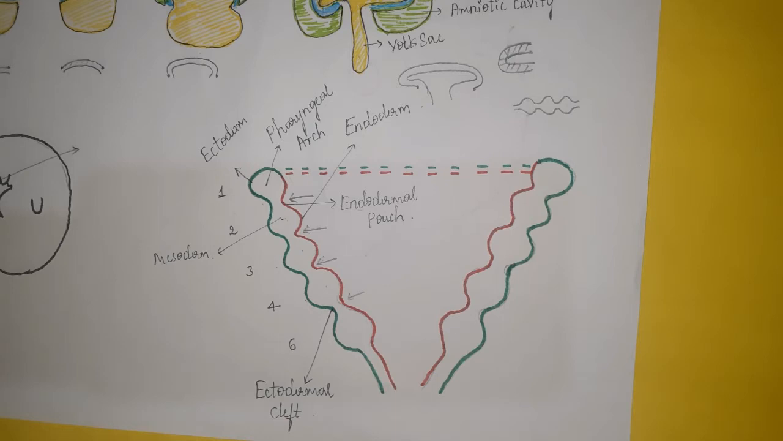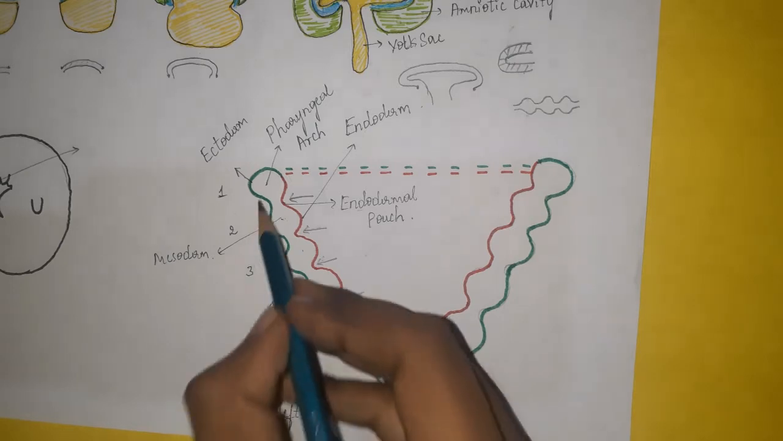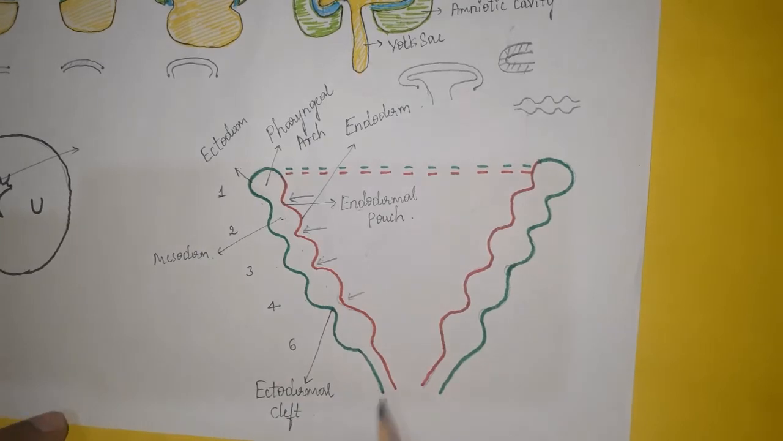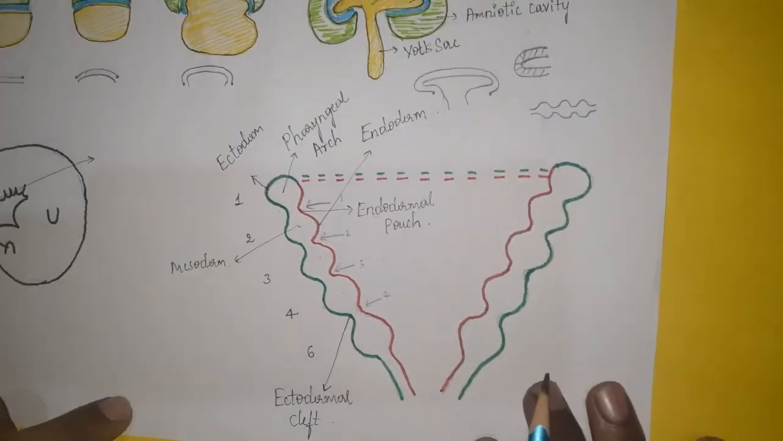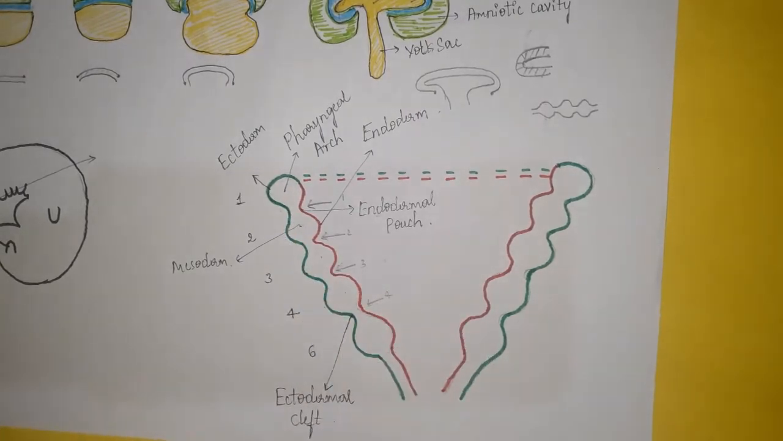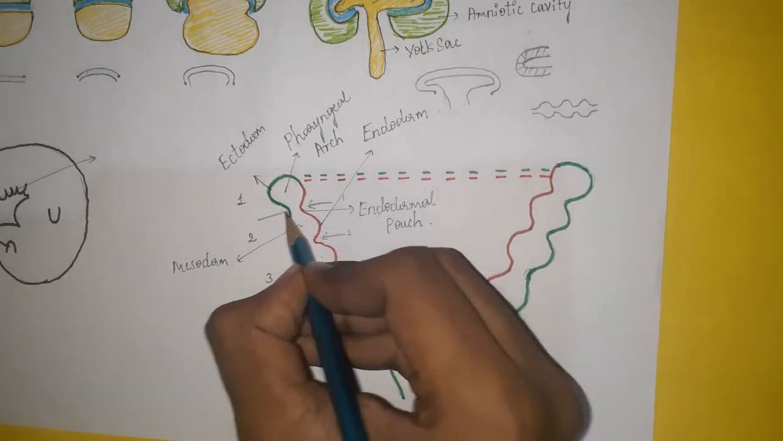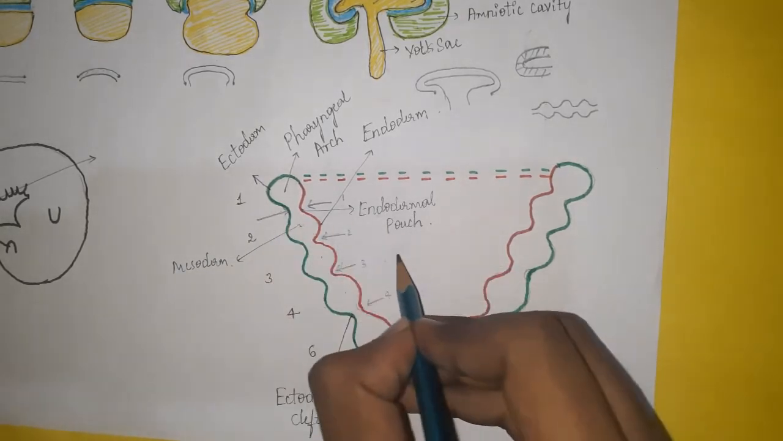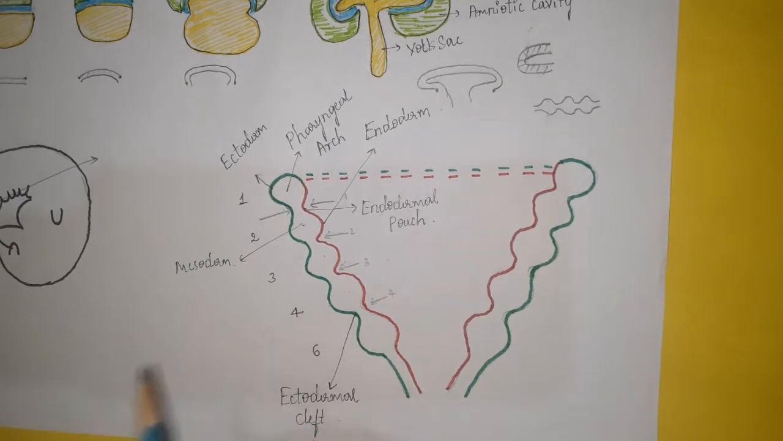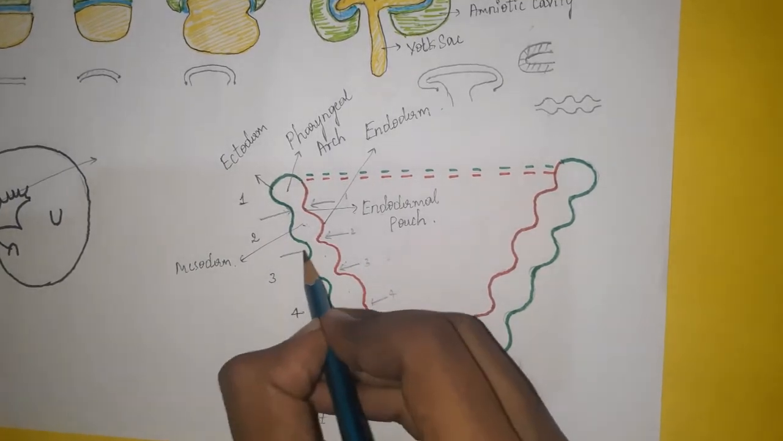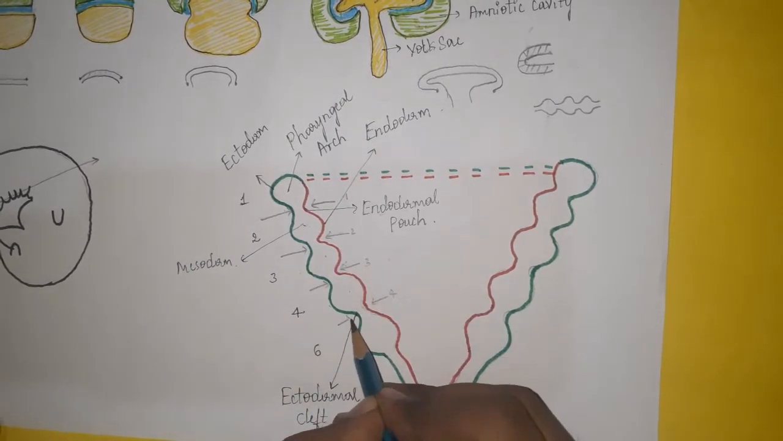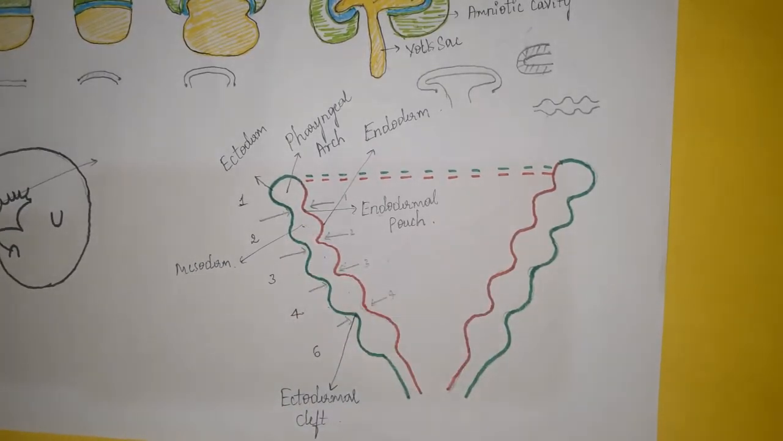Now comes the ectodermal clefts. See, this is the ectodermal lining. This is 1, 2nd, 3rd, and 4th. The ectodermal lining will project inward. See the arrow mark. This is the depression. This is the inner area, this is the outer area. The ectodermal layer will project inward. See the arrow marks. These depressions which project inwards are called ectodermal clefts.